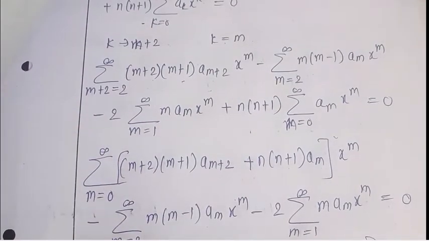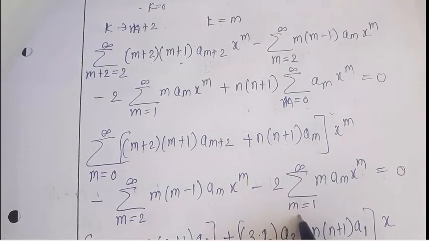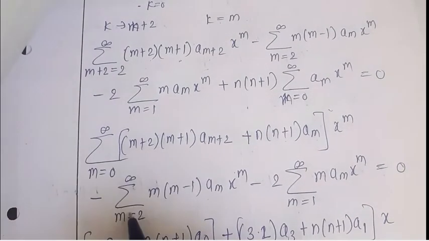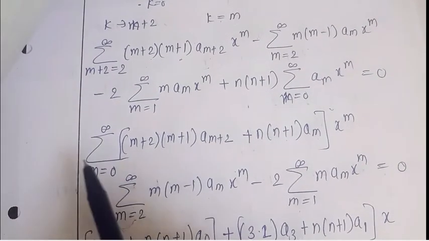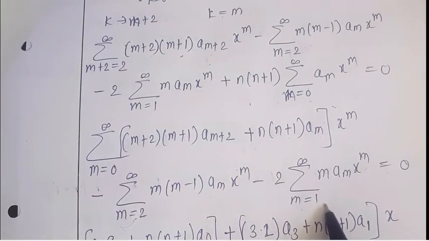Then 2 times. Now we focus on this summation. Here m starts from 1, 2 and 0. So we can start all summations from 2 by substituting m = 0 and 1 in the first summation, and in the last, m = 1.